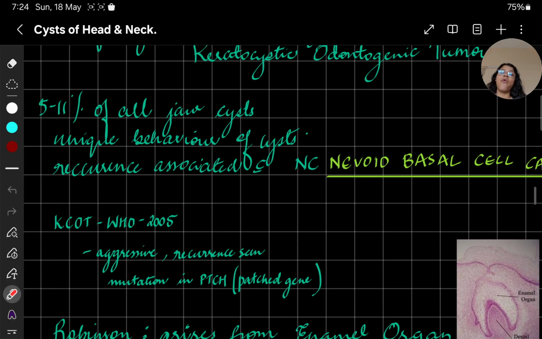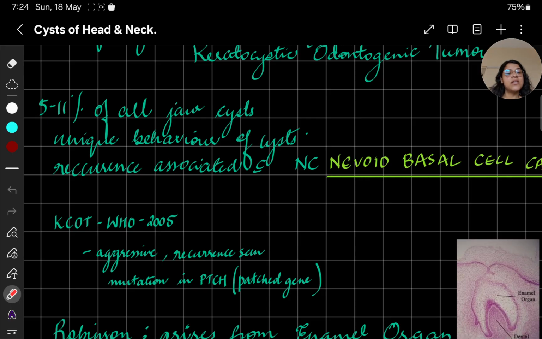It makes up 5 to 11% of all jaw cysts, and it has a unique behavior. As you know, the most common odontogenic cyst is the radicular cyst, then you have the dentigerous cyst, and this comes in third in line as the most prevalent odontogenic cyst. So it comprises 5 to 11% of all jaw cysts and has a very unique behavior.